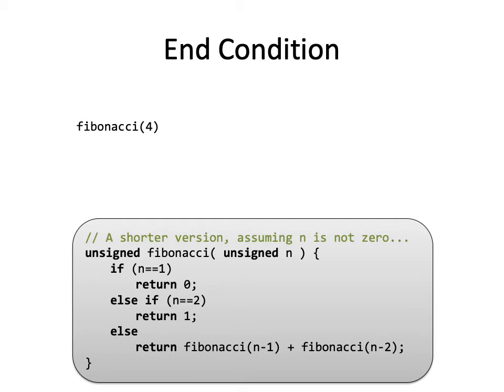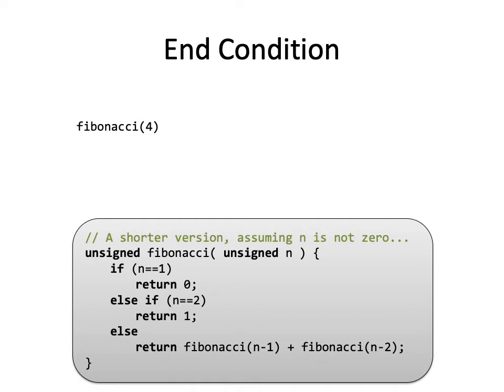So say we call Fibonacci sequence with n equals 4, like we did before. Now shown here below in this gray box is the same Fibonacci function from the previous page, but I've taken out the part where we check whether or not n is equal to 0. I'm going to assume that nobody calls this function with n equals 0. And if that assumption is true, then this version of the Fibonacci function is the same as the one on the previous slide. It's shorter and it fits in the slide better.